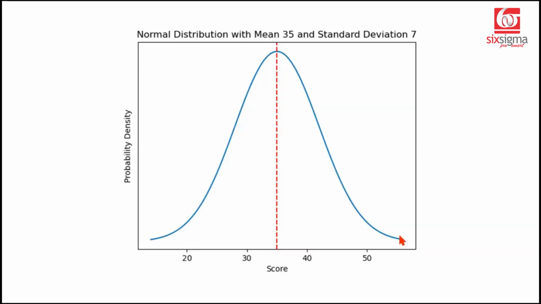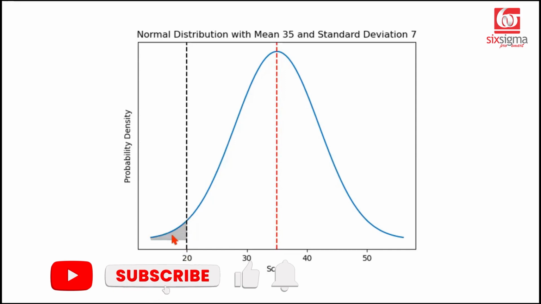First of all, this is our distribution. The mean is 35, and this is how the distribution looks like. Now let's understand what is being asked. The score is less than 20. Okay, so we'll have to draw a line at 20 here. And we'll have to look at the region or the area under the curve to the left, and that looks like this. So we have to find out this gray shaded region here.